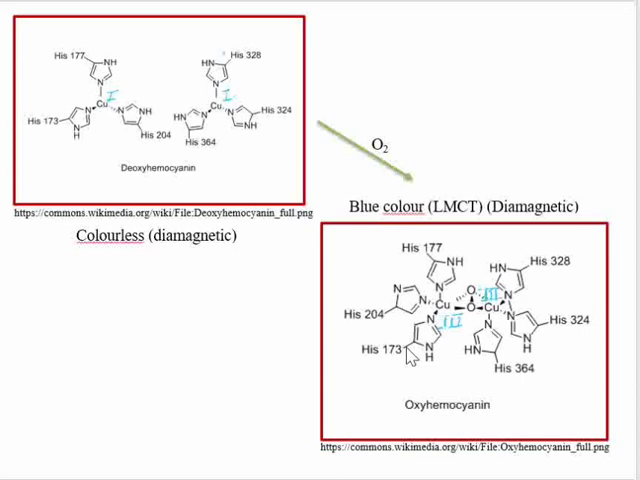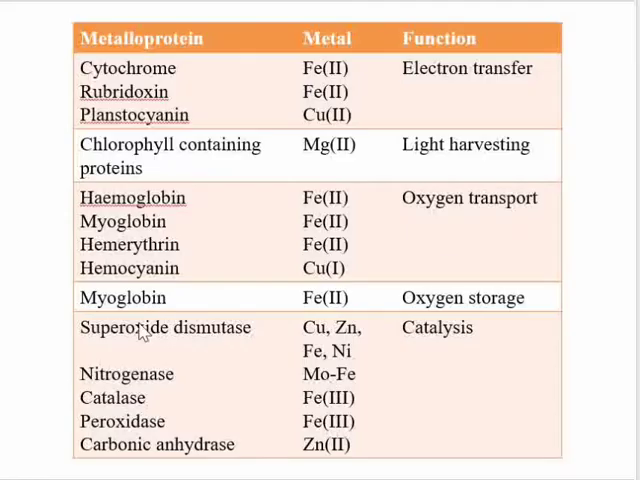Now, myoglobin can act as a storehouse of oxygen in the tissues. It accepts oxygen from the hemoglobin and stores that oxygen in the tissues. Now, in conclusion, we can say that there are two parts in the metalloproteins. One is metal and another is the protein.